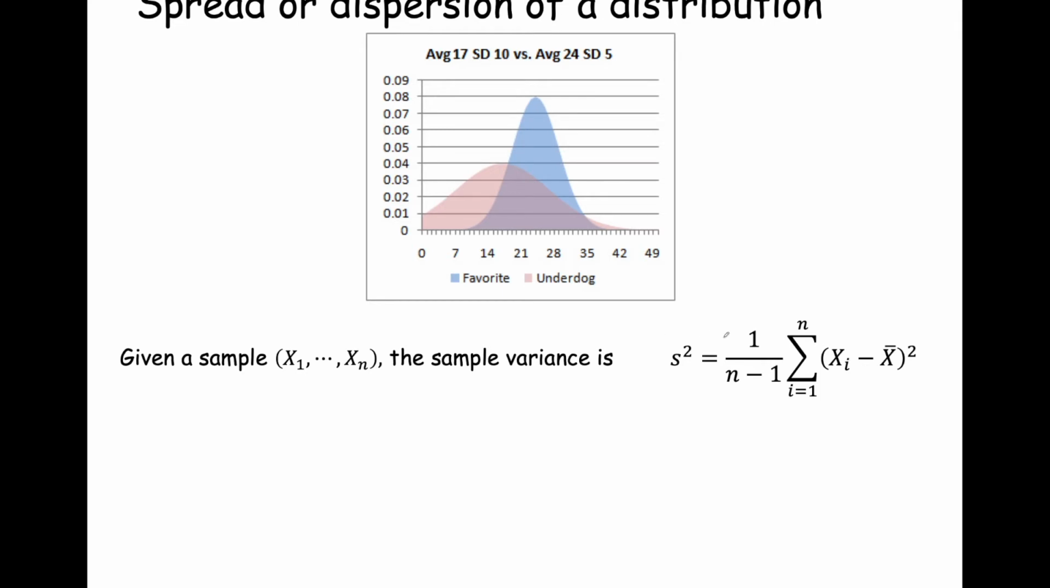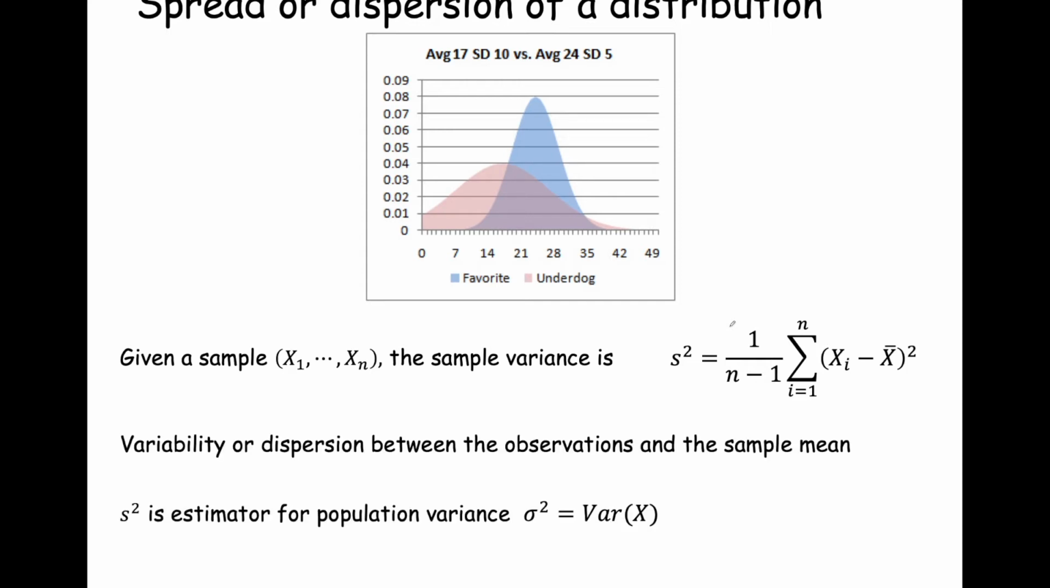Now, this is not a typo. When we see this 1 over n minus 1, we'll talk a little bit more in subsequent modules about why that is not a typo. And so variability or dispersion is measured, in this case, from your sample between each one of the observations, each one of these xi's, where i goes from 1 to n, and the sample mean, where the sample mean, again, is our x bar that you calculate over the entire sample of size n. And s squared is going to be used as an estimator for the population variance. Now, this population variance is what we referred to last semester as the variance.